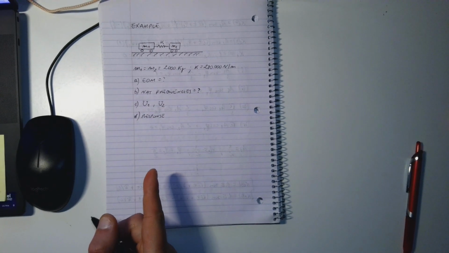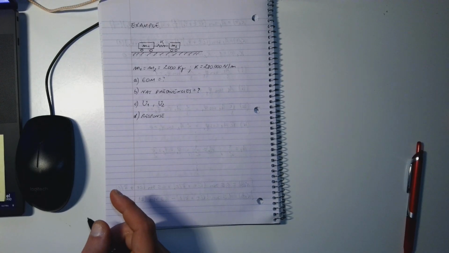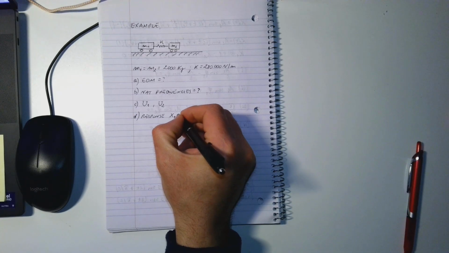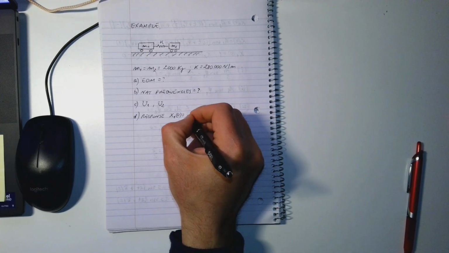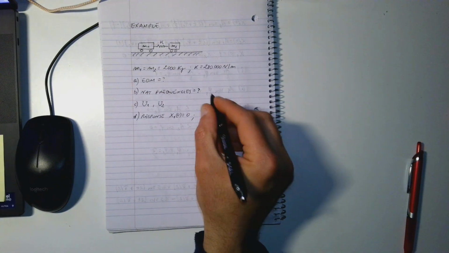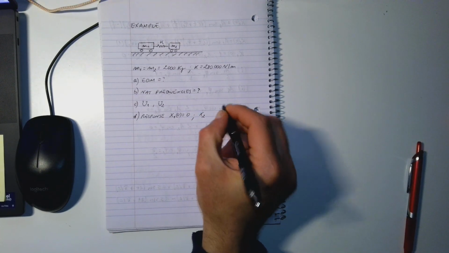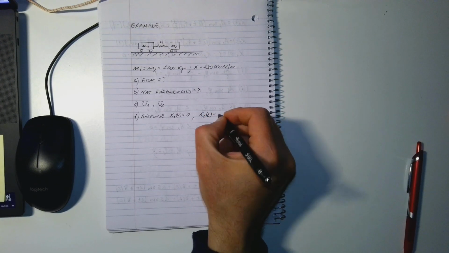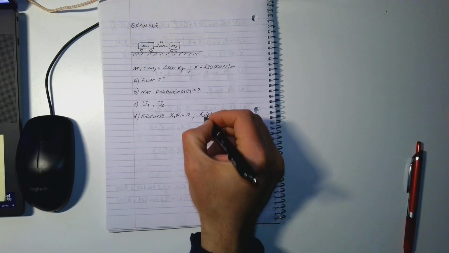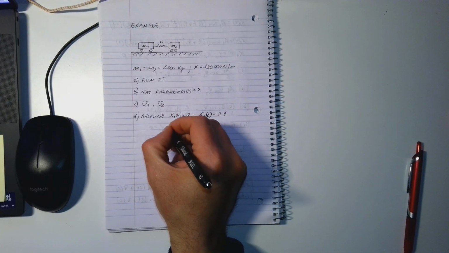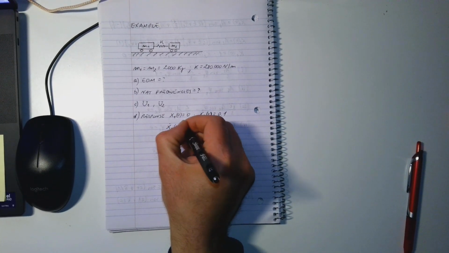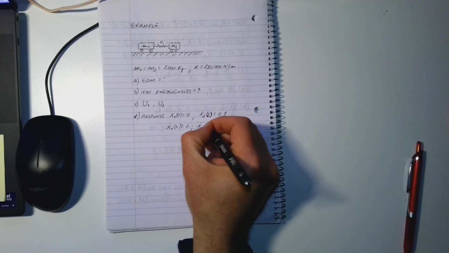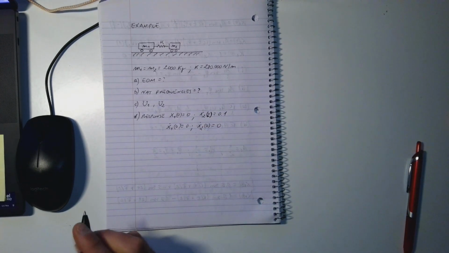To find the final response, of course, we need the initial conditions, so we can use the following initial conditions. We have x1 of 0 equal to 0, and x2 of 0 equal to 0.1, and then x1 dot of 0 also equal to 0, and x2 dot of 0 equal to 0 as well.